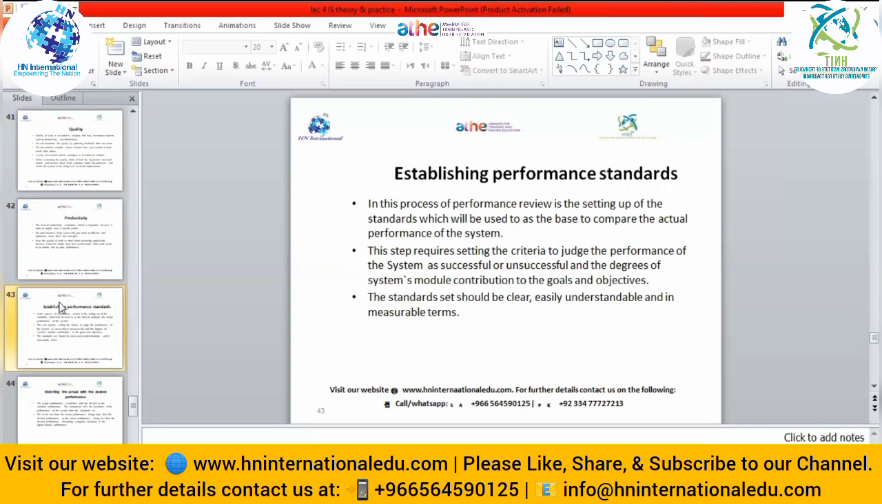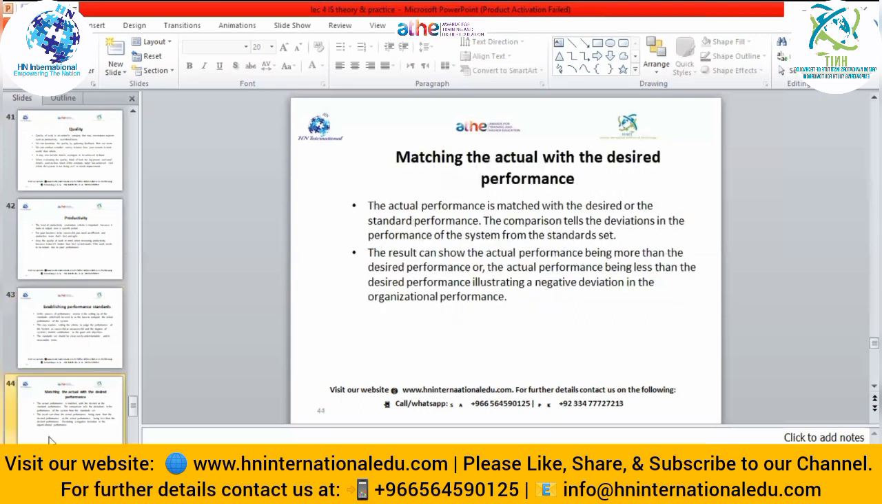If our system is performing below 50%, we can say that it is not a successful system. And if the system is working above 80%, we can say that it is a successful system. So we have to set a criteria, and according to that criteria, we have to judge the performance of our system. The standard set should be clear, easily understandable, and in measurable terms. Like the example I have given, it can be in percentage, it can be in star form, or any other way in which we can measure the performance.